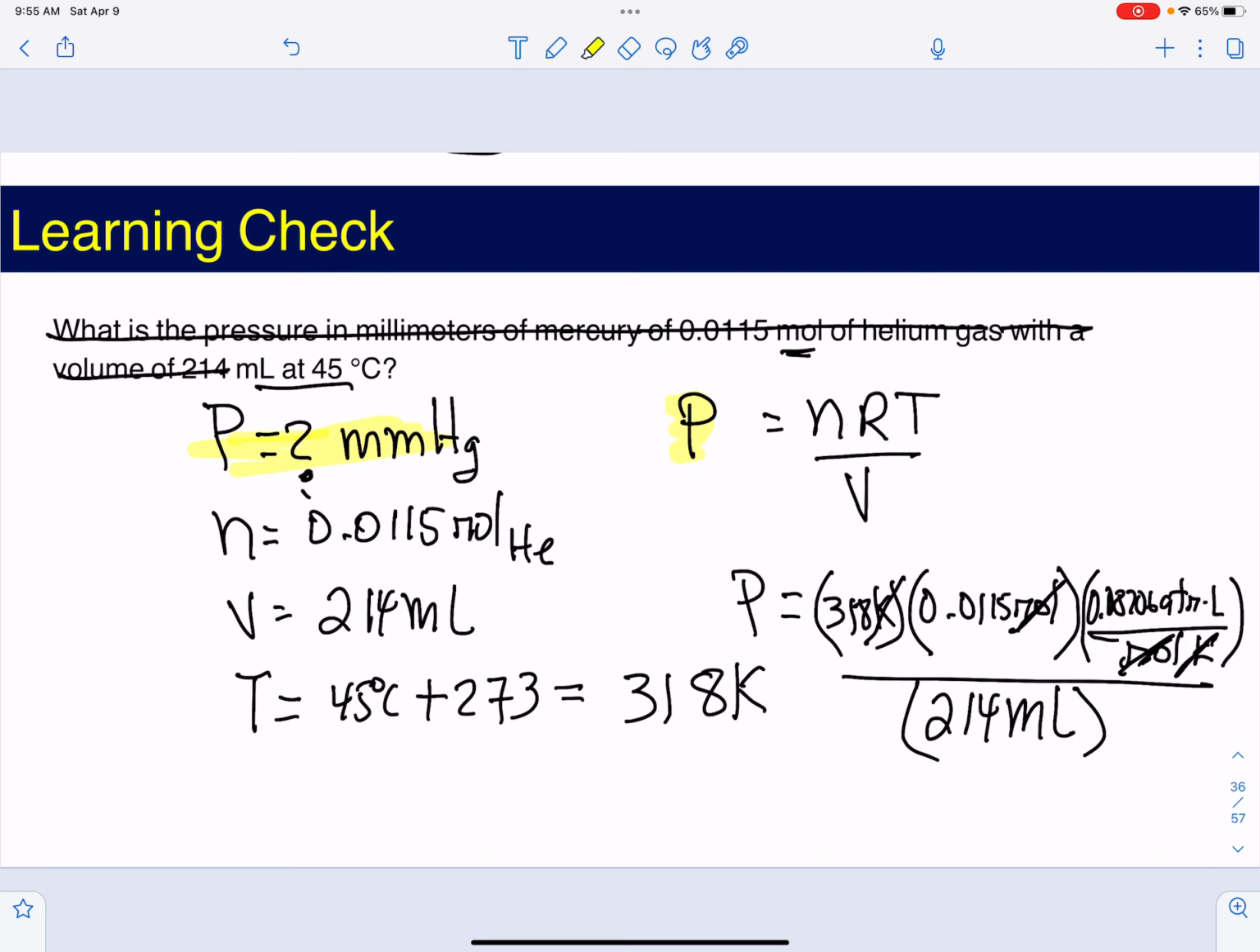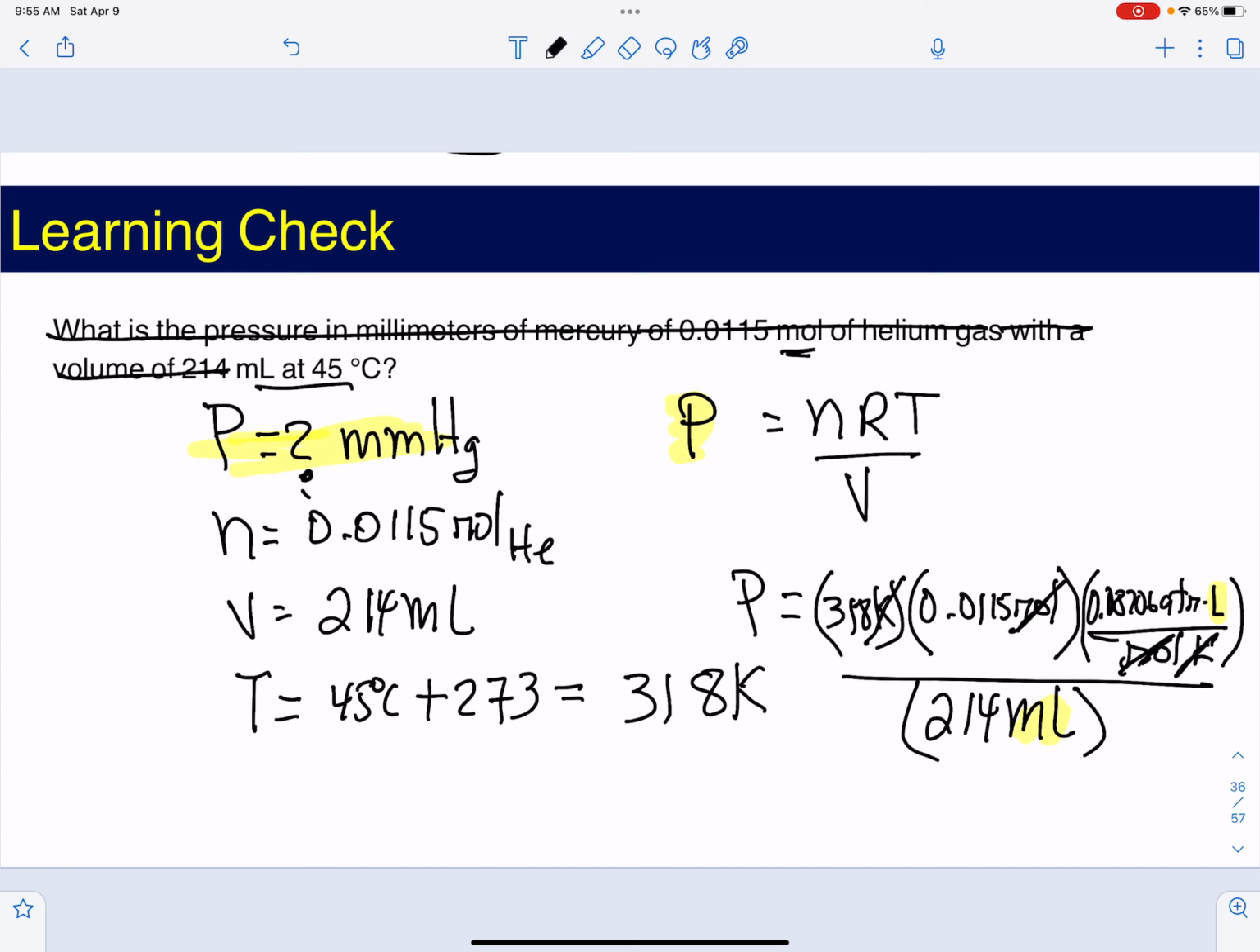However, we have liters and milliliters. So we have to fix that. The units have to be the same. The R value tells you the unit that you're going to need. Remember, the R is given in atmospheres, in liters, and so on. So we cannot use 240 milliliters. We're going to have to change that to liters.